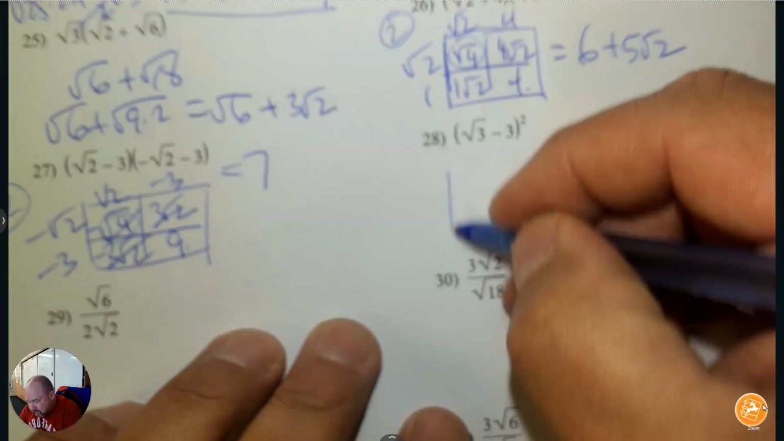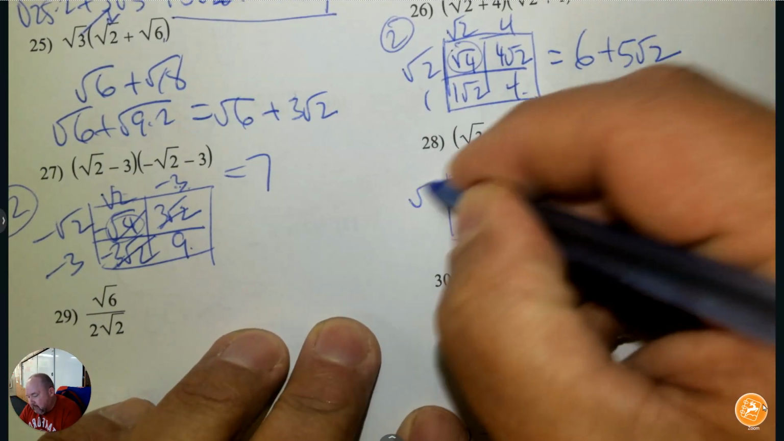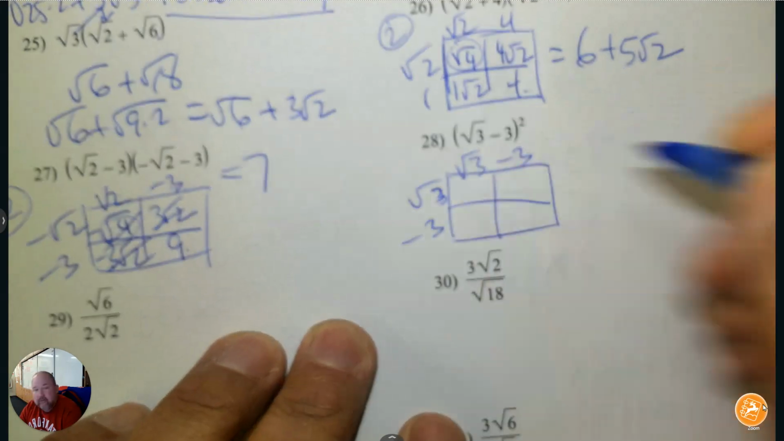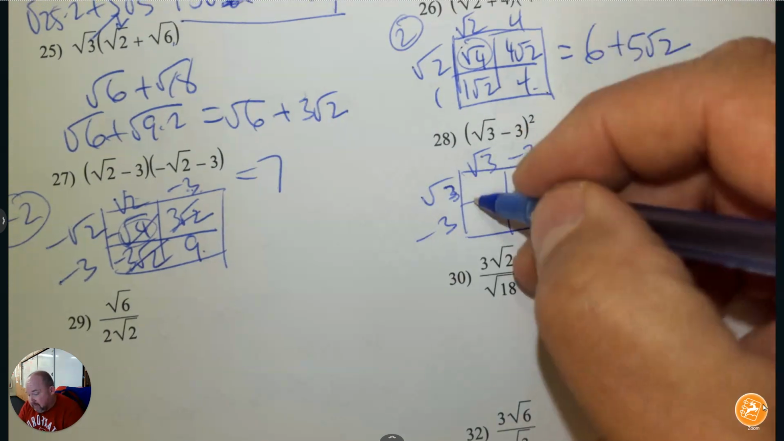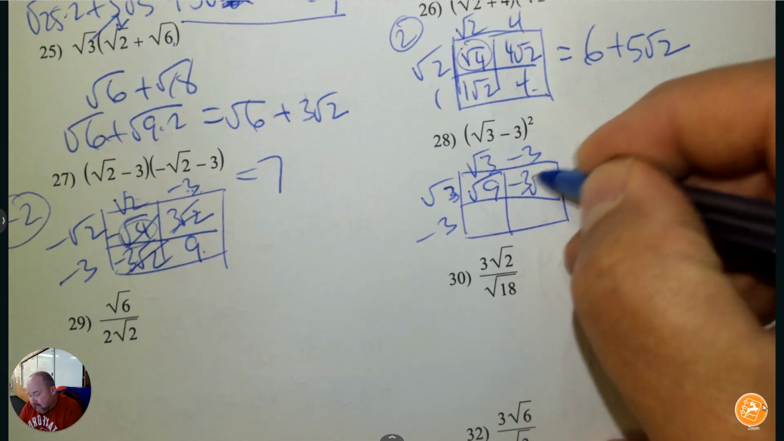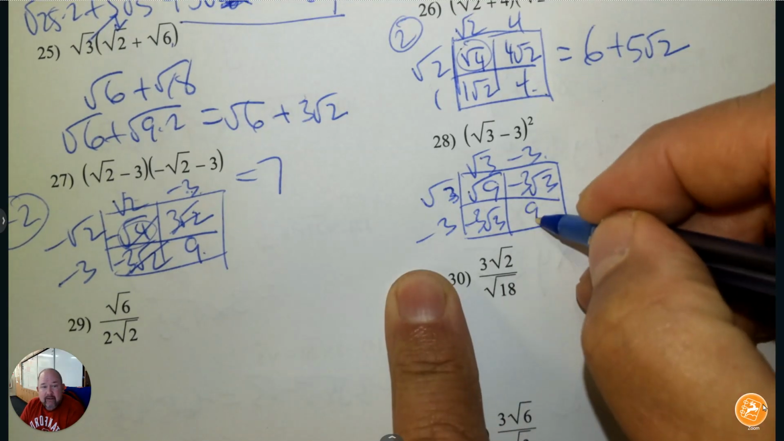28. Root 3 minus 3 squared. We just repeat root 3 minus 3 twice. We're going to multiply this. That's root 9, negative 3 root 3, negative 3 root 3, and that's positive 9.